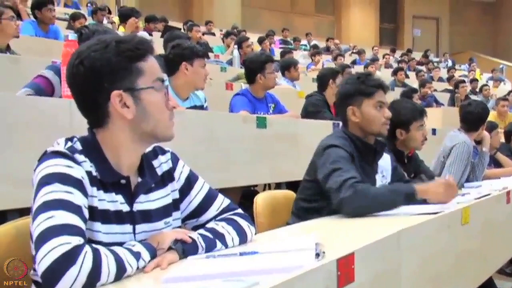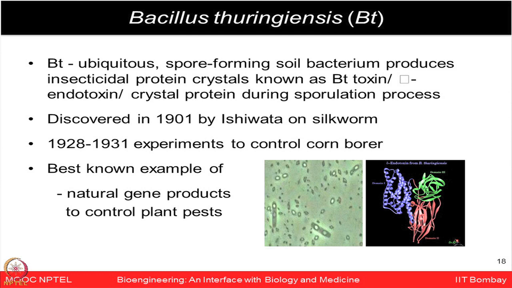To do that, a highly successful example comes where people have used the gene from Bacillus thuringiensis, or the BT gene. BT is a ubiquitous spore forming soil bacterium which produces insecticidal protein crystals known as BT toxin. This is one of the endotoxin crystal proteins which is produced during the sporulation process of this bacteria.